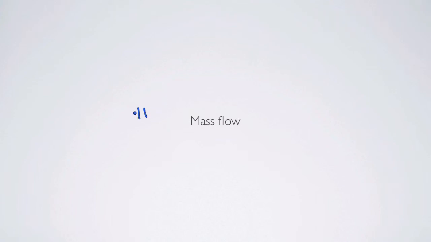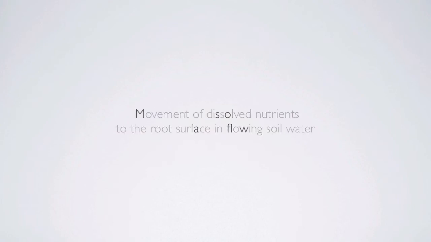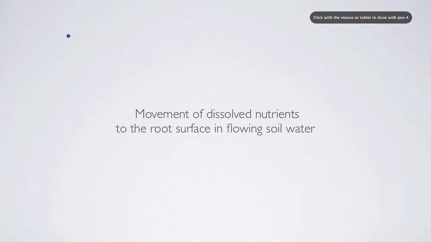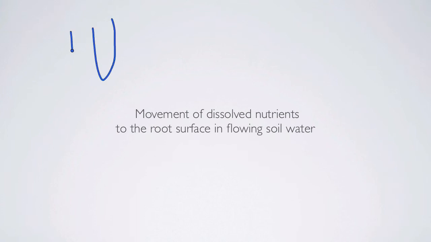The number two factor, that second factor, is mass flow. Mass flow is the movement of dissolved nutrients to the root surface in flowing soil water. So you can have a root that's in soil, and you can have a concentration gradient that looks like this, and that generates a diffusion shell around that root. But water can flow through the soil. So water itself can move along different pathways and deliver nutrients into diffusion shells.